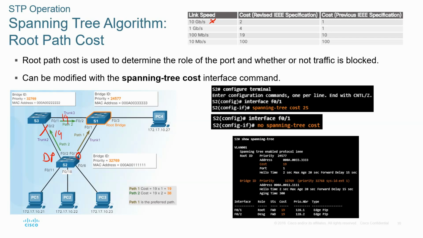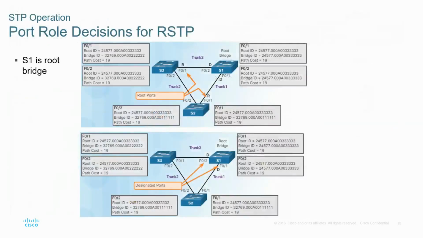The blocked port will actually drop these packets. Okay. So given all of that, you can actually determine everything in the network. You can determine the port roles. So we know how the root bridge is elected. Everyone knows their bridge ID.